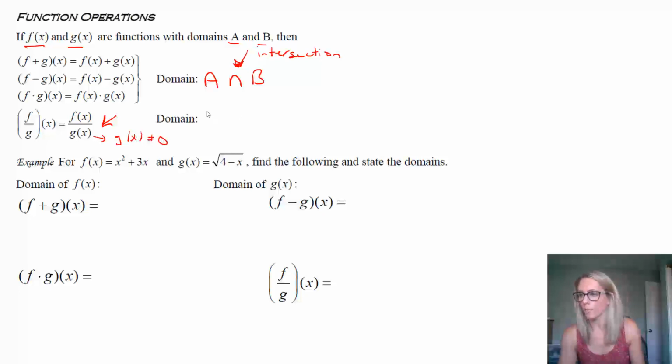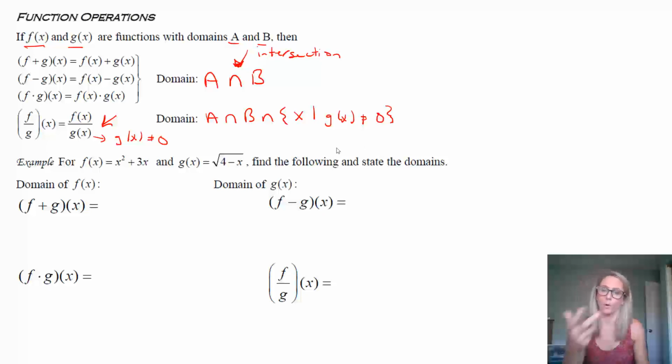So we just have to think about that you still have your intersection of A and B, but you also have to consider any times where g of x is not equal to 0. Okay, that's part of it. But if g of x is equal to 0, it's not part of your domain. So this last part here is the set of all x such that g of x is not equal to 0.